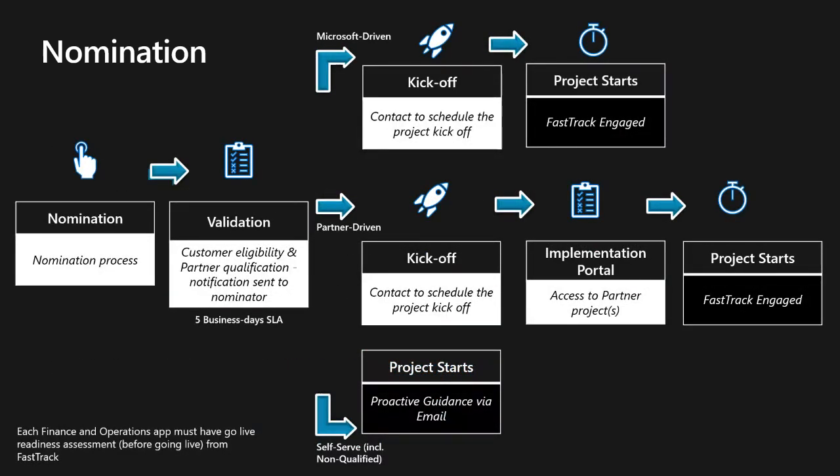So what does the nomination process look like? Well, it starts with the nominator providing as much information as possible about the planned Dynamics 365 implementation. We expect this to happen very early in the process so that there is adequate time to deliver a proactive Fast Track engagement. During the validation process step, we will consider the eligibility of the customer and the partner.